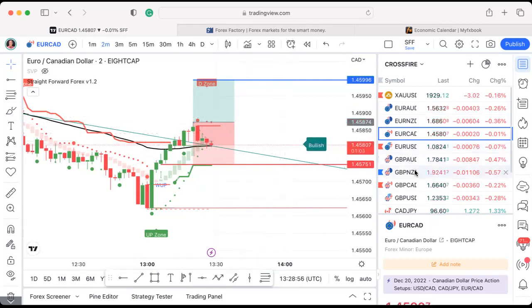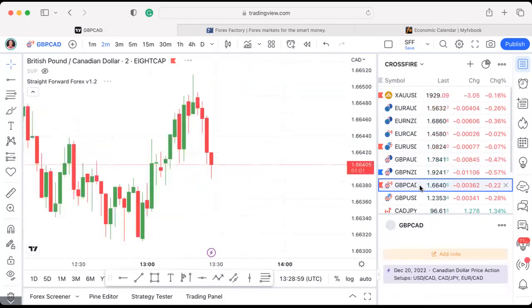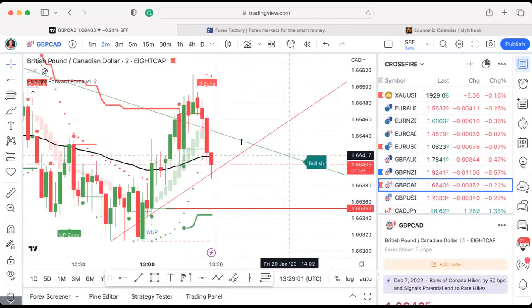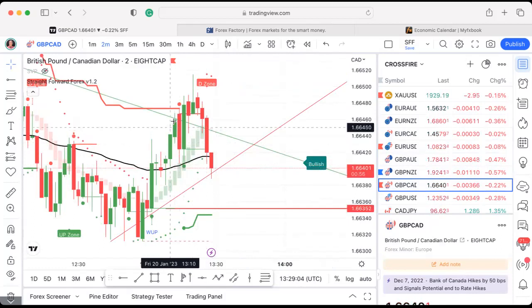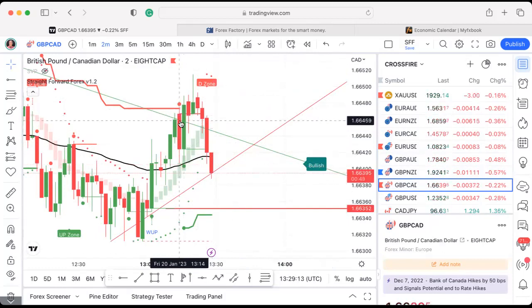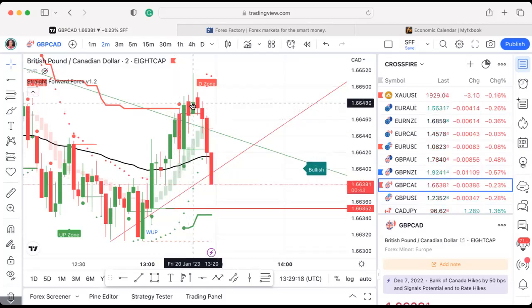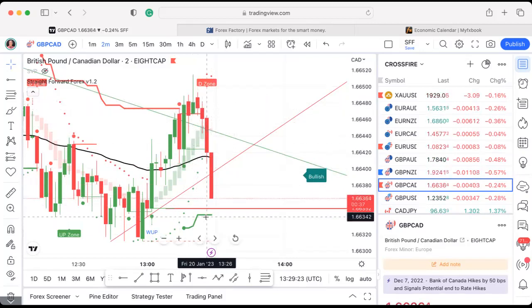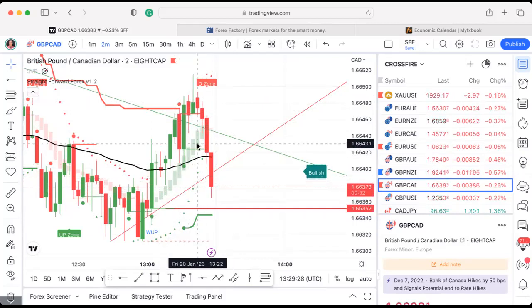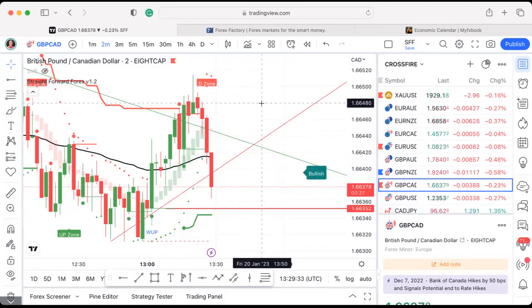Right, I'm going to go back to the other Canadian dollar pair. Now, that one is what you'll call a fake out. It tried to convince us that price was going up, that we should be getting in for a buy. It broke above the green line, and then it decided to go down. However, we've still got a green super trend, a green wave up, and the PSAR pushing up. So this is a bit of a fake out.